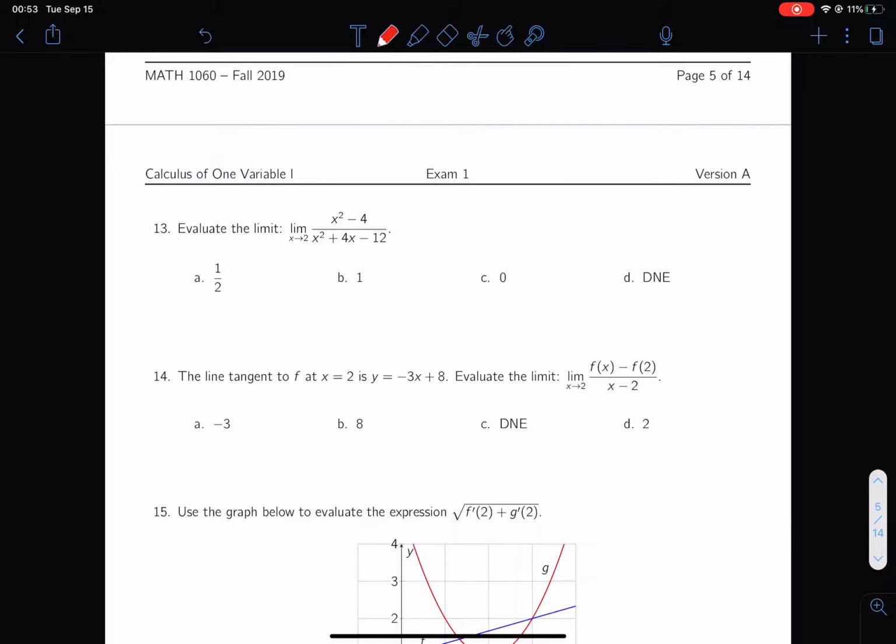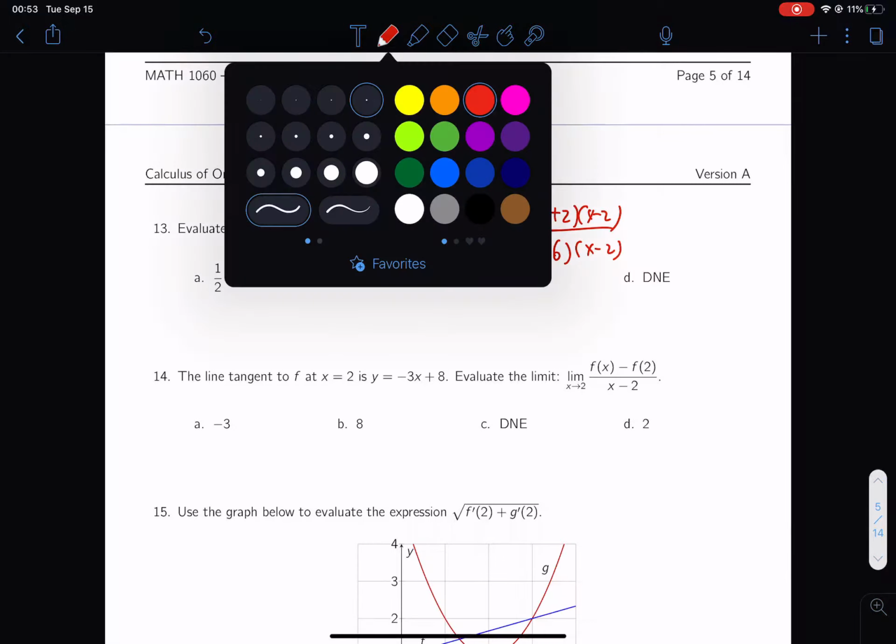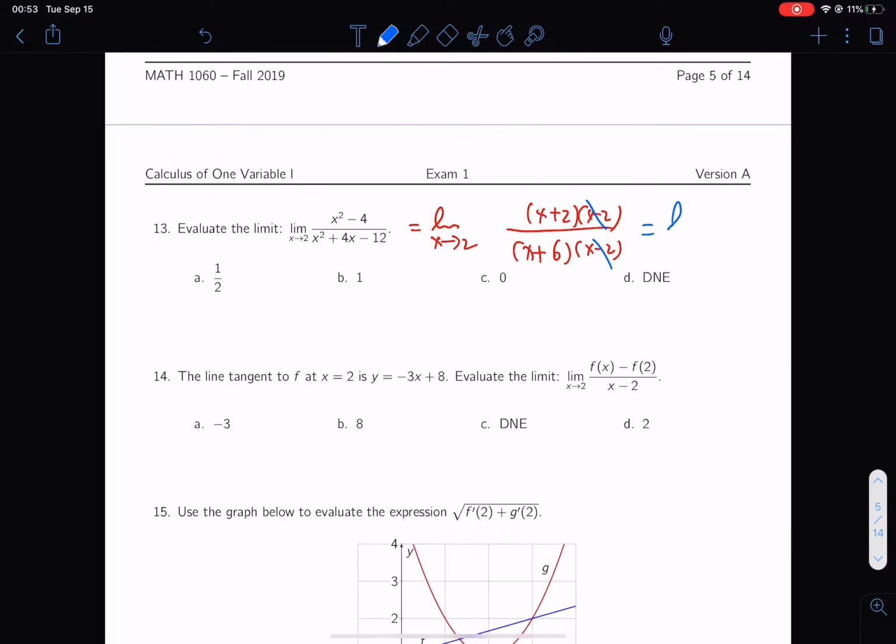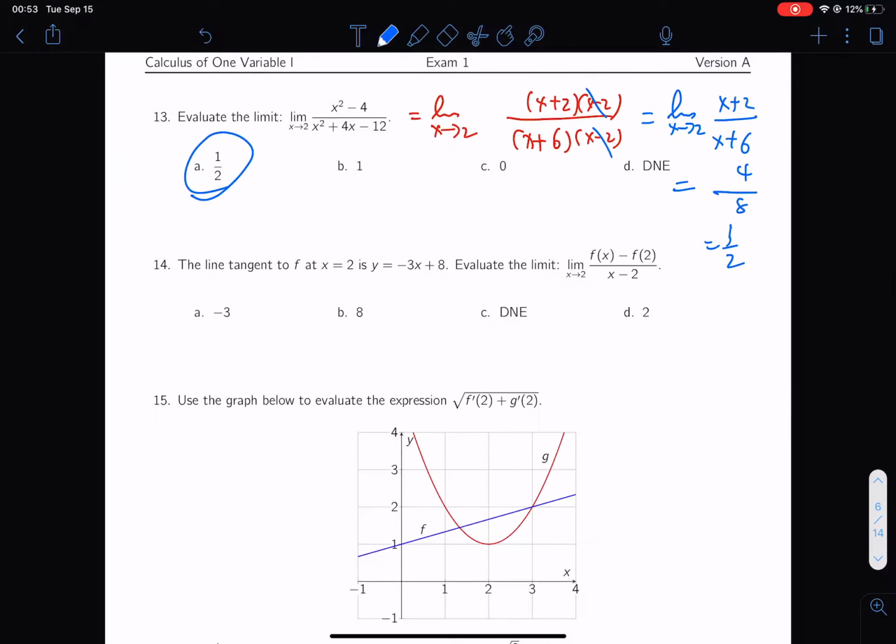The A value is this one. So this is just the limit as x approaches 2. The numerator is x plus 2 times x minus 2. The denominator is x plus 6 times x minus 2. Okay, so we can see that x minus 2 can be cancelled. As x approaches 2, x plus 2 over x plus 6, which is 4 over 8, which is 1 half. So that is A. Number 14.